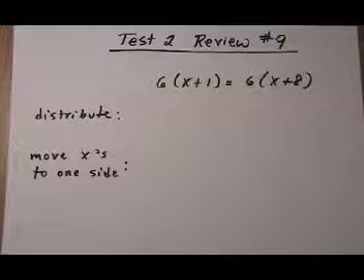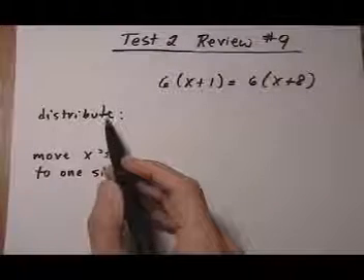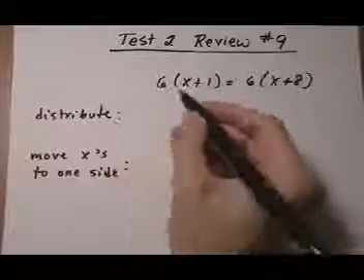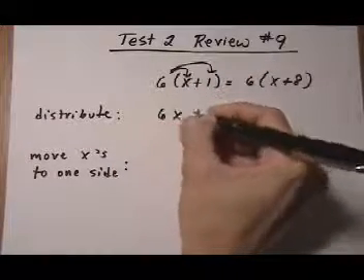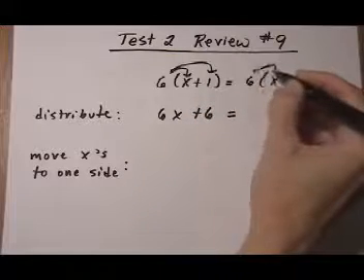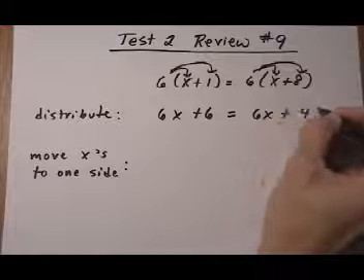Test review 2, number 9. Here we have a linear equation that we want to solve for x. It has parentheses, so the first step is going to be to distribute and clear parentheses. So we distribute the 6, we get 6x plus 6 equals 6x plus 48.